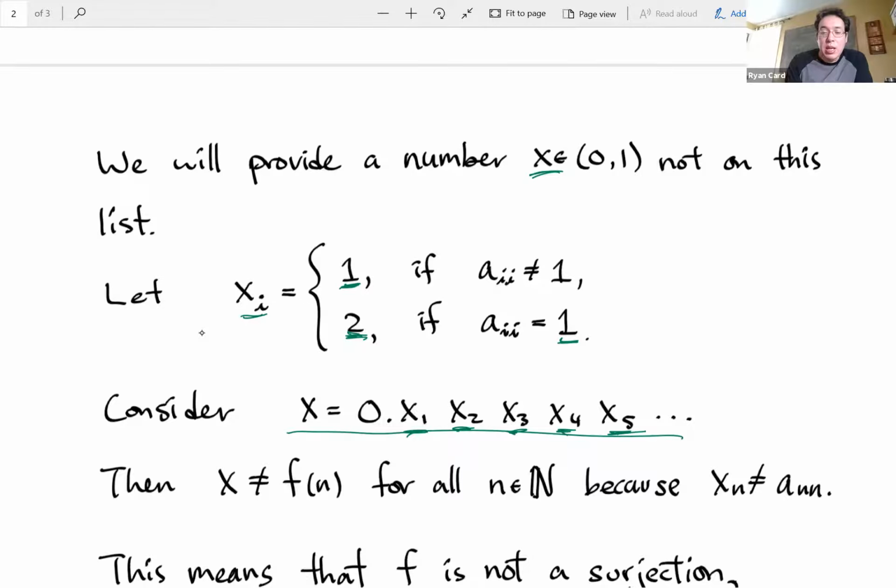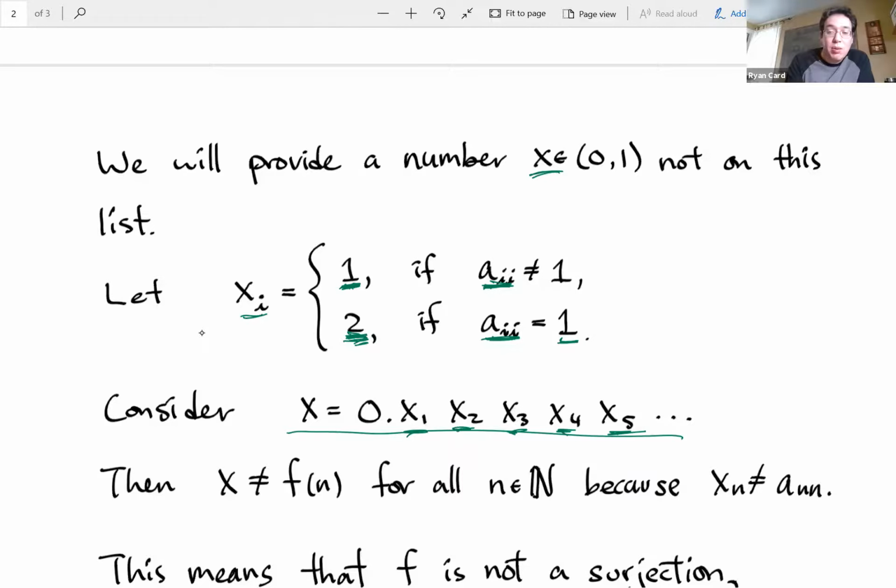Because of the way we chose our 1s and 2s here, it does not match the diagonal element. If it's not equal to 1, I'm going to choose 1. And if it is equal to 1, I'm going to choose 2. I could have chosen lots of different numbers here, but all I'm doing is avoiding matching these diagonal digits.